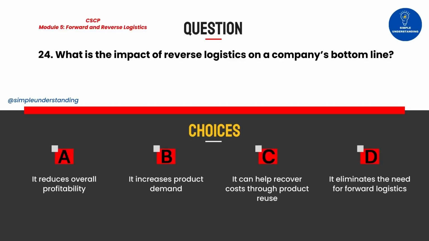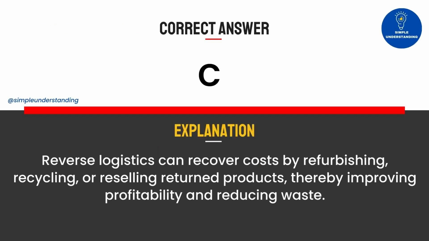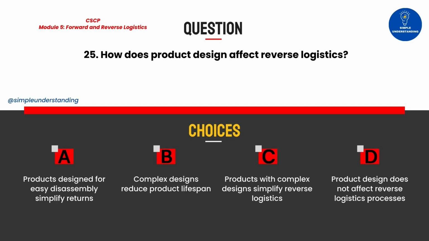24. What is the impact of reverse logistics on a company's bottom line? A. It reduces overall profitability. B. It increases product demand. C. It can help recover costs through product reuse. D. It eliminates the need for forward logistics. Correct answer, C. Explanation. Reverse logistics can recover costs by refurbishing, recycling, or reselling returned products, thereby improving profitability and reducing waste.